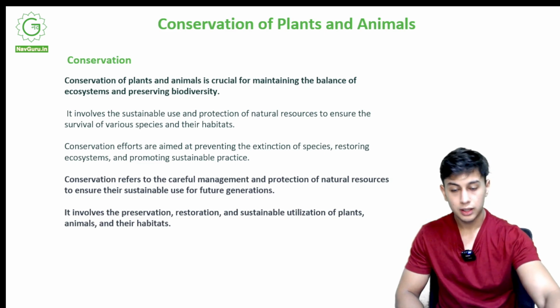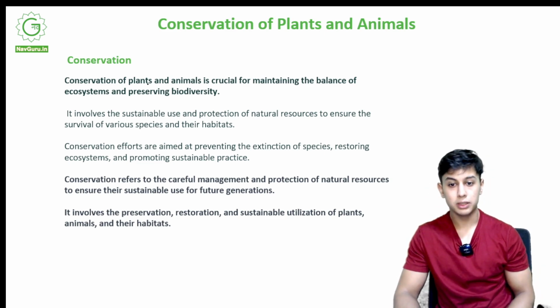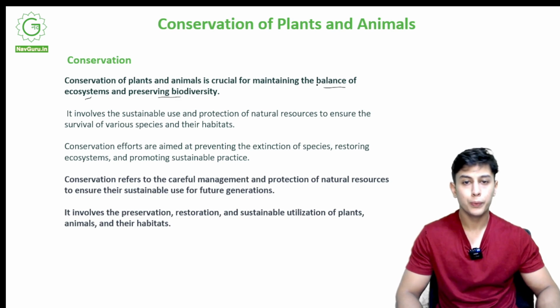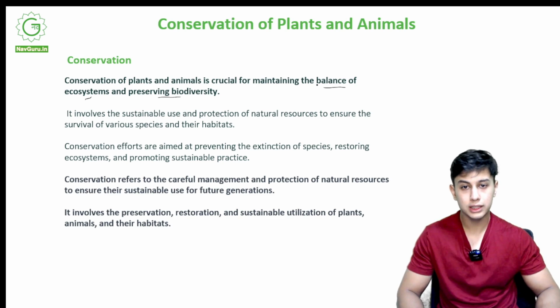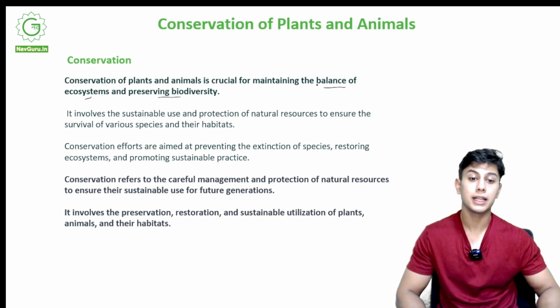Let's start. Conservation of plants and animals is crucial for maintaining the balance of ecosystems and preserving biodiversity. What this sentence means is, we want a balance between us and nature. We are making cities, we are making a lot of things. Now we want a balance between us and their ecosystems. We don't want one population of animals to grow so large and another population to come down to a bare minimum. So conservation is maintaining that balance of ecosystems and preserving biodiversity.